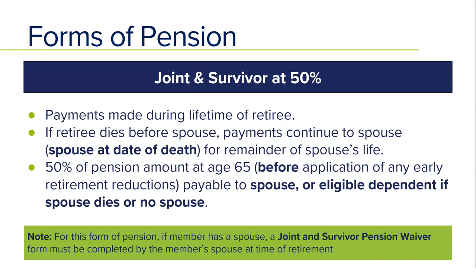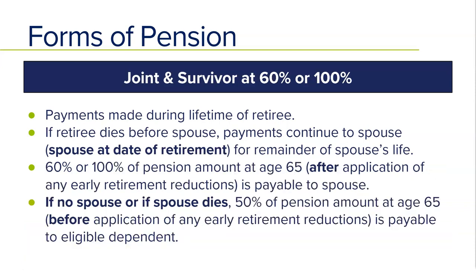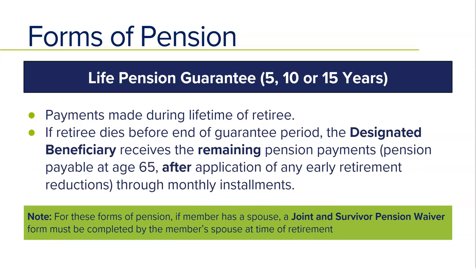or more. So if we look at the 60 and 100% options, in this case, it is your spouse at retirement. In the survivor amount, we do apply the early retirement reduction factors. So if there's no spouse, or if the spouse dies, 50% of the pension amount at age 65, so before application of any early retirement factors, is payable to any eligible dependent.